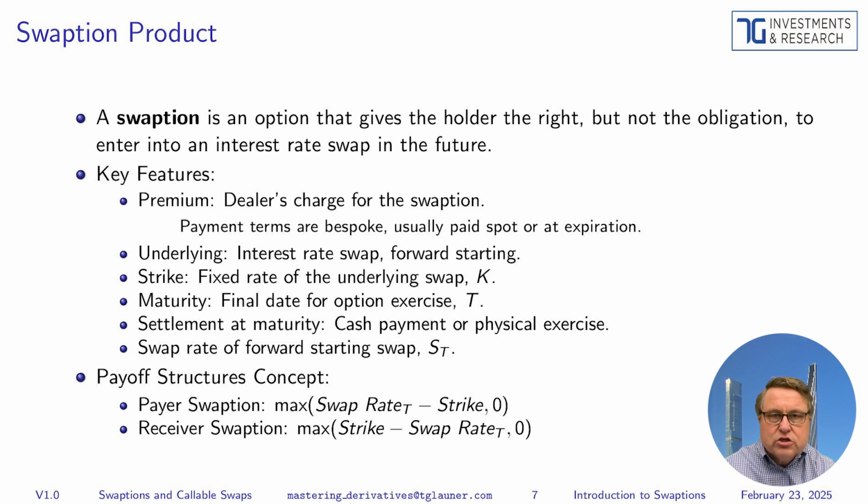The payoff structures vary depending on whether it's a payer or a receiver swaption. The conceptual payer swaption payoff is the maximum of the swap rate at time T minus the strike rate, and 0. The receiver swaption is the other way around, so the max of the strike rate minus the swap rate at time T, the expiration, and 0.